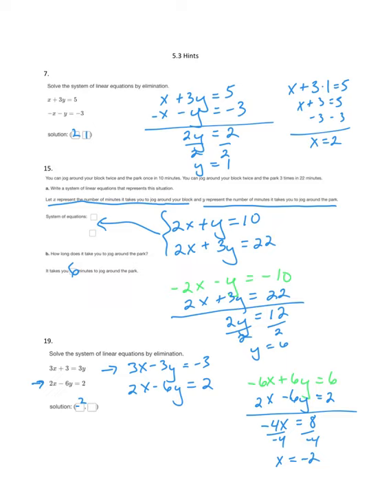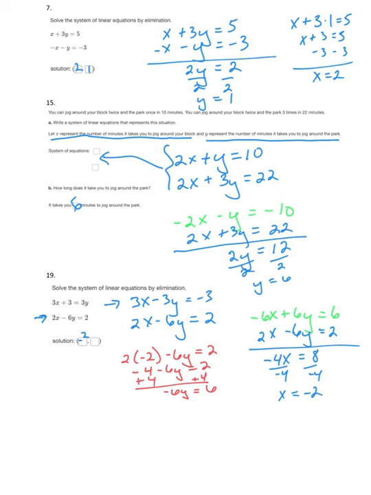And now I'm going to substitute my -2 into either of the equations. I'll do that in red. So I have 2 times -2 minus 6y equals 2. -4 minus 6y equals 2. I'll add 4 to both sides. I have -6y equals 6. I'm going to scooch this up just a little bit. Divide by -6, and I get y equals -1. So I have -2, -1 as my solution.